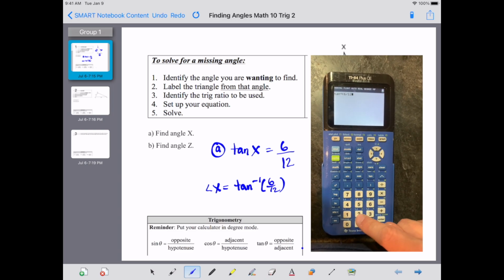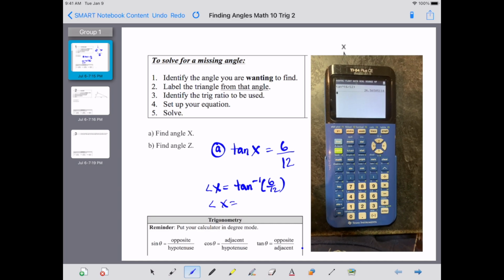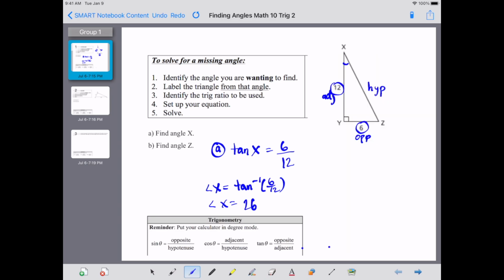So when we do that, you are going to get 26.56... So in this question, let's just round that to the nearest tenth of a degree, so 26.6 degrees. So again, also make sure that your calculator is in degree mode, otherwise you're going to get some really weird answers.